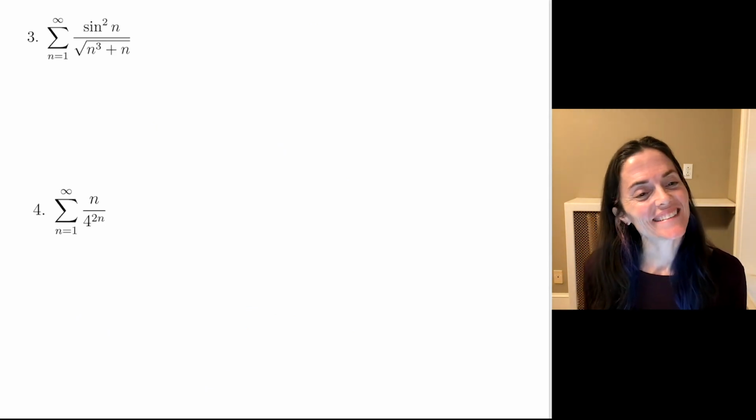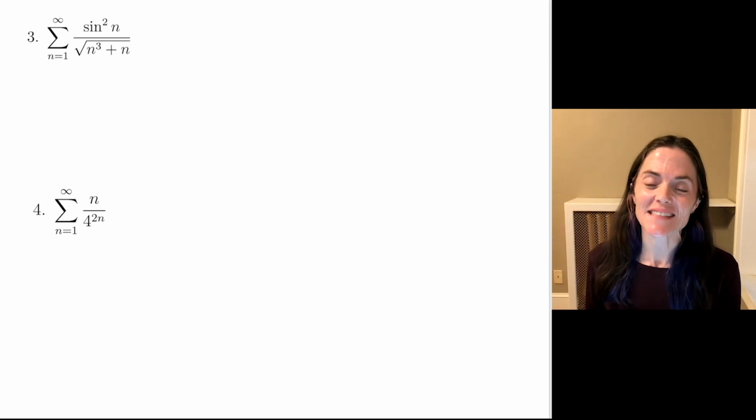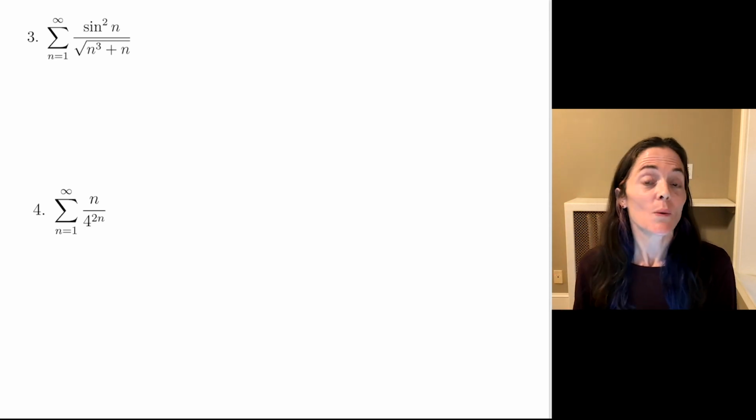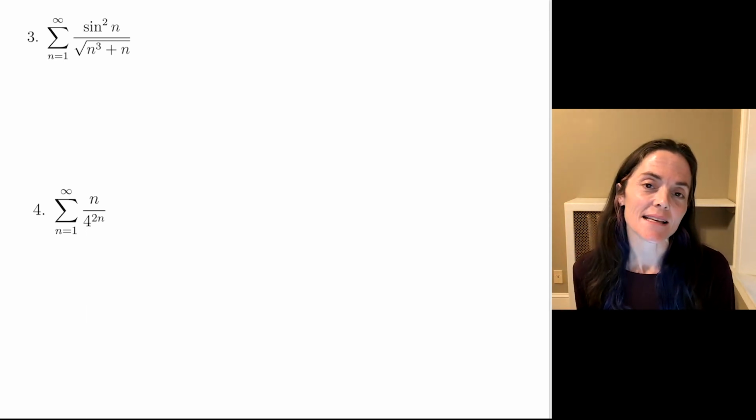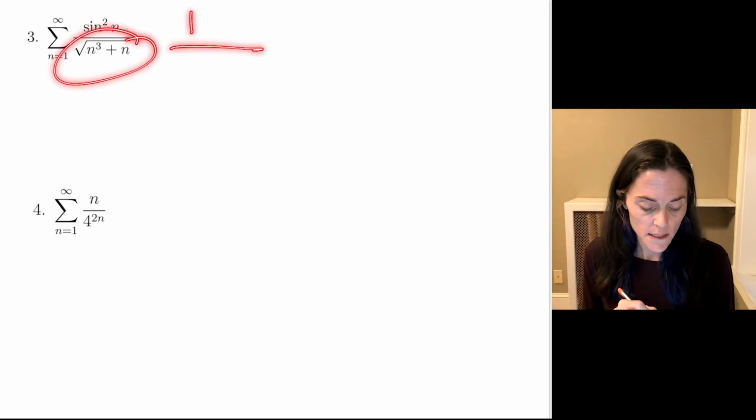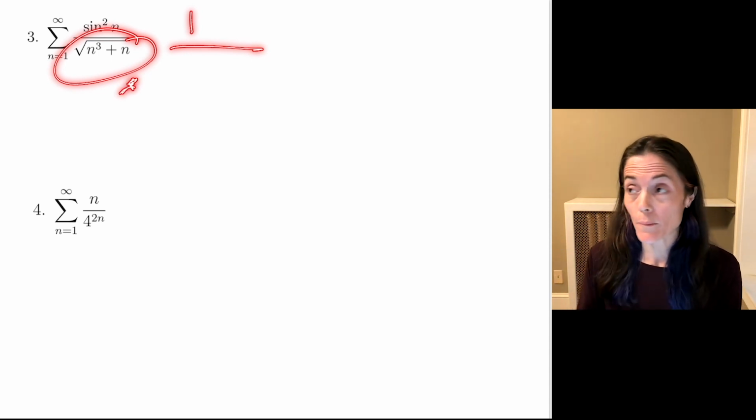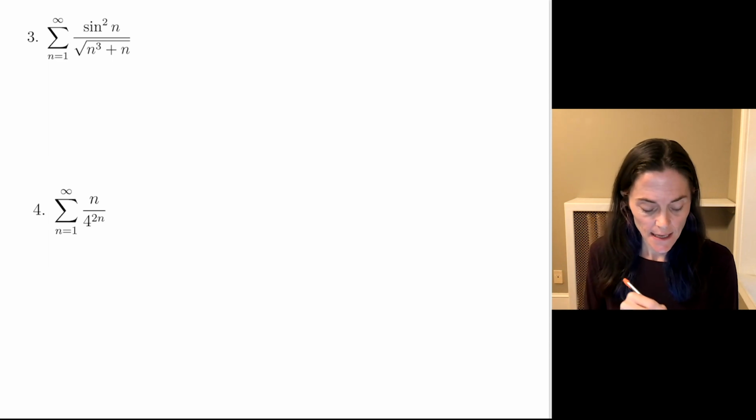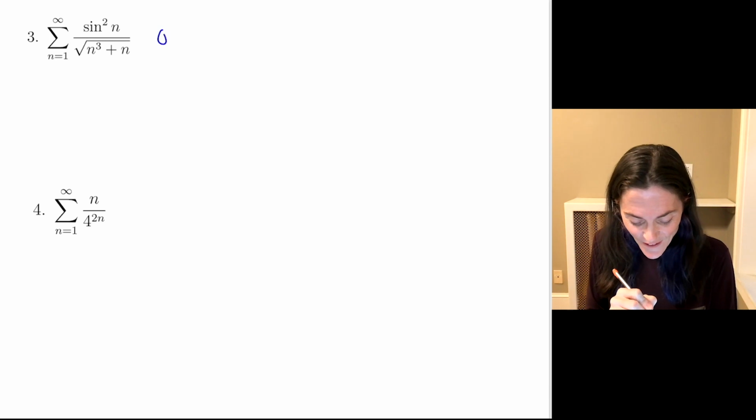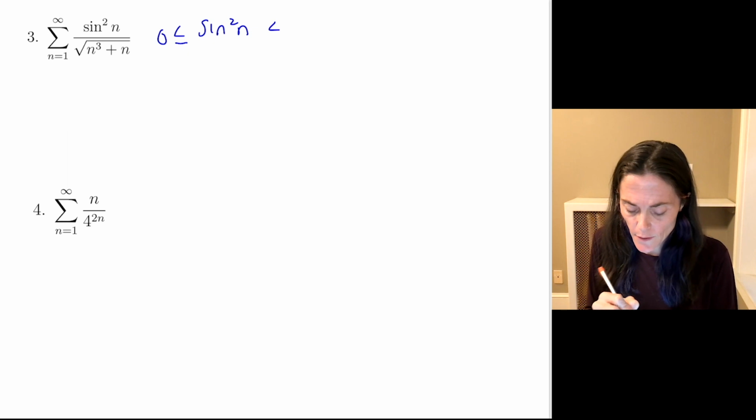Number 3, when I see sine squared, well, first of all, this is a non-negative series, but more than that, sine squared is always less than or equal to 1. When I see this in a series, what jumps to mind is the comparison test. But I can do more than just compare to 1 over this denominator because, ideally, I want to compare to either a p series or a geometric series. So let's take a little 2-step process here. First of all, this is non-negative, so sine squared n is less than or equal to 1.